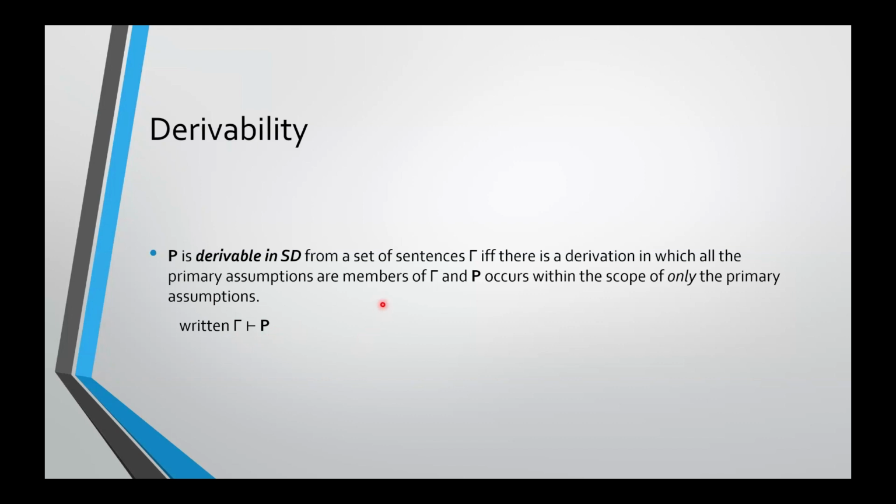One of the reasons why we say that all of the primary assumptions have to be members of gamma, but we don't say that all of the members of gamma have to be primary assumptions, is we want this definition to be applicable to infinite sets. And of course, you can't write infinitely many primary assumptions at the start of a derivation. So in order to make sure that a sentence can be derivable from an infinite set of sentences, we just specify that there has to be some finite subset of that where, if that finite subset are all the primary assumptions of the derivation, then you can derive P from those.